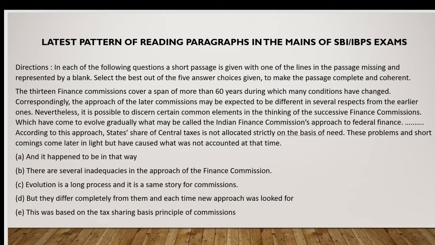That is why the line says the state's share of central taxes is not allocated. See, the negative word is here. And the other line says these problems and shortcomings have come later in light, but have caused what was not accounted at that time. These have come later in light, which were not accounted for earlier.